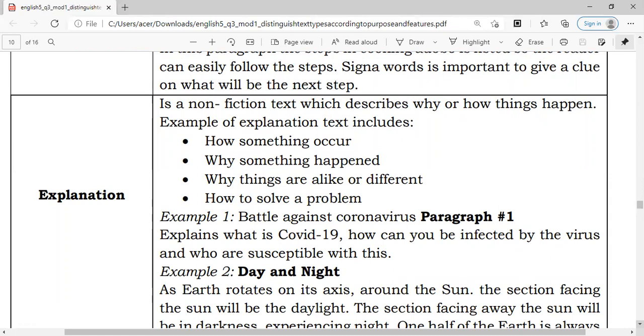We're done with classification. The next one is enumeration. The third one is time order, and the last is explanation. It is a non-fiction text which describes why or things happen. Example of explanation text includes how something occurred, why something happened, why things are alike or different, how to solve a problem. So it's our paragraph 1.